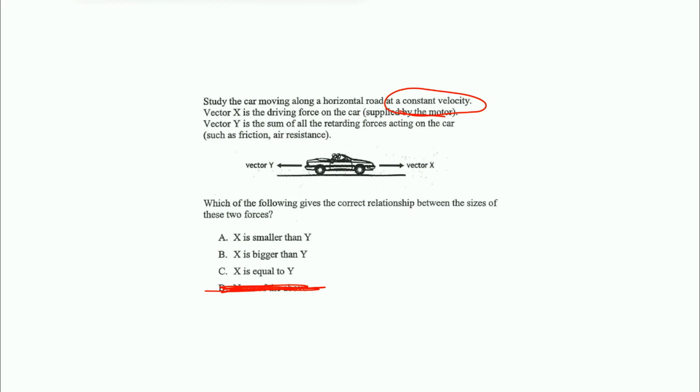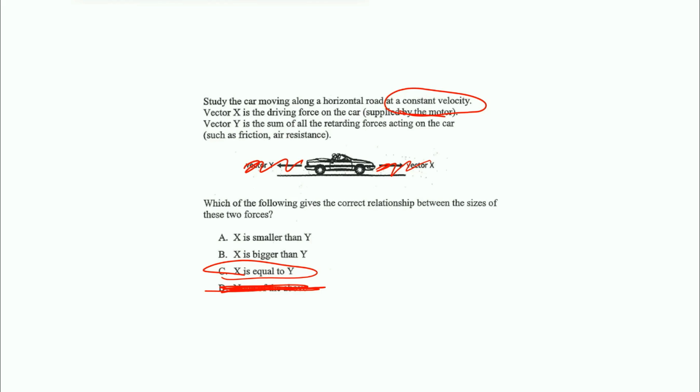Now, according to Newton's first law of motion, how do we have constant motion? When there is no net force, there's no resultant force. And how do we have no resultant force? When these forces are the same size and they cancel out. So the answer is C. X is equal to y.